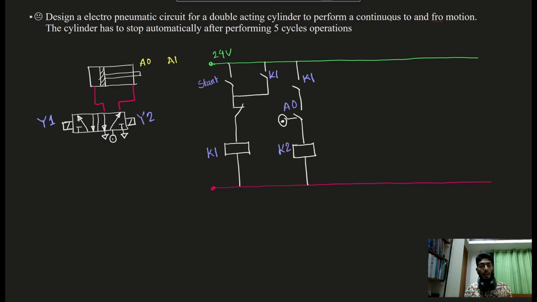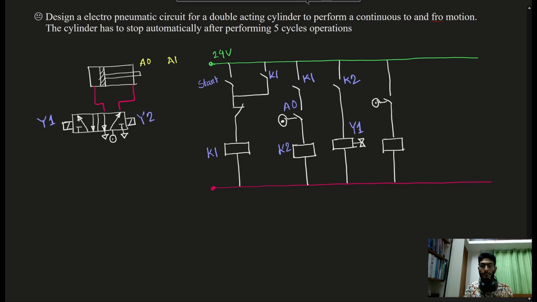Now in the next branch, I'll draw the solenoid part. So this make switch will sense K2 and this is my solenoid Y1 and it will be linked to the left side of this 5x2 DCV. Now for the next branch, here this physical limit switch will sense the final position of the cylinder, or in other words A1, and this relay coil will be K3.